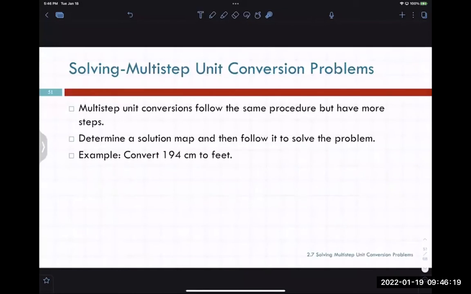So most of the problems we did last week were multi-step conversions. And more often than not, I think they will be, maybe not early on. But we'll follow the same procedure, and we'll add a few more steps. So instead of just finding one conversion factor, we need to find 2 or more, and we'll add those into the solution map as we go.